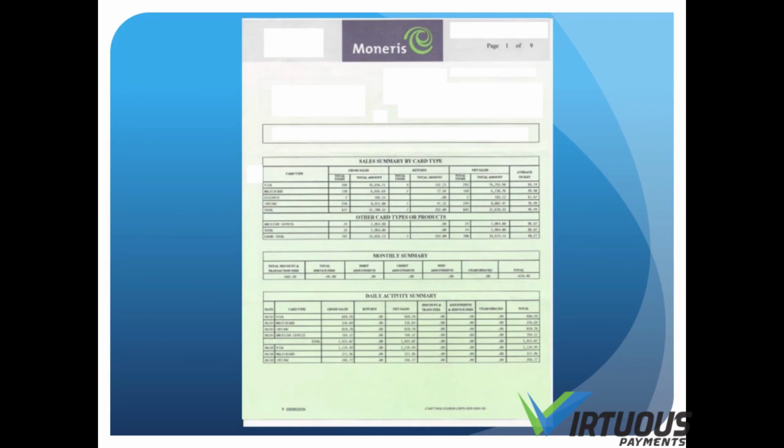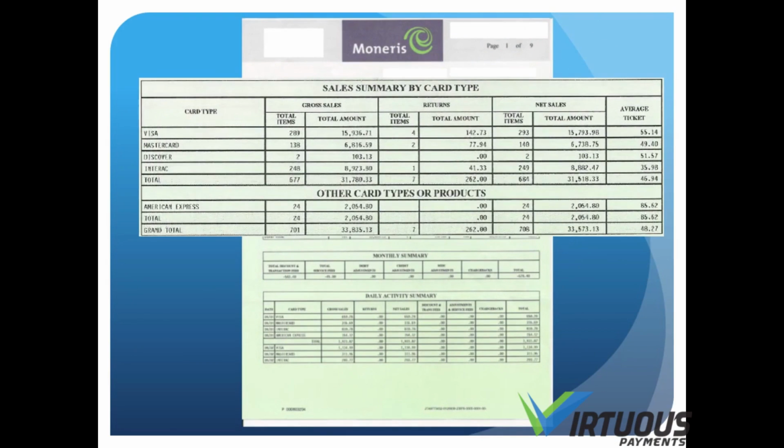This is your MONERIS merchant statement. The first section is called the sales summary by card type. It lists the type of cards, amount of transactions, volume, and average ticket price.